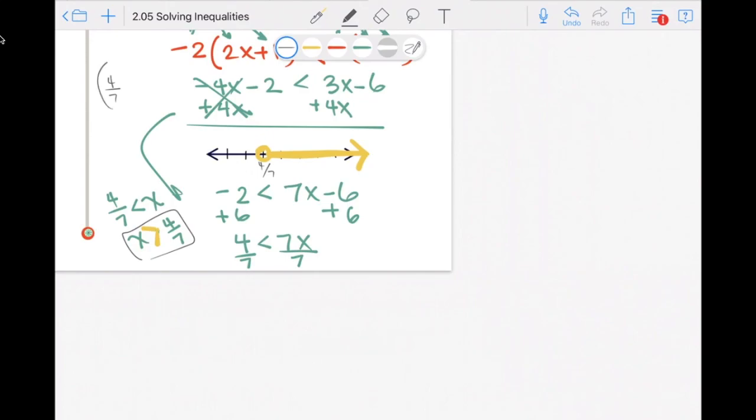For interval notation, the smallest number in our interval is 4/7. It is not included, so we need parentheses. The largest number in our interval, because it keeps going forever, is infinity, and we can never reach infinity, so it's always a parenthesis.